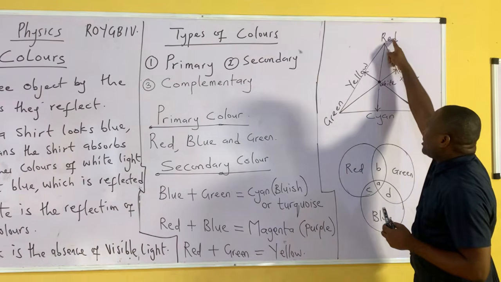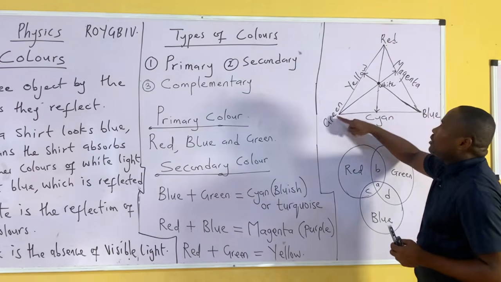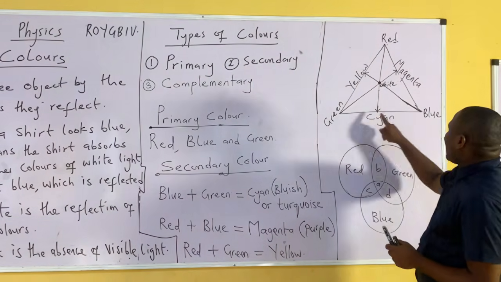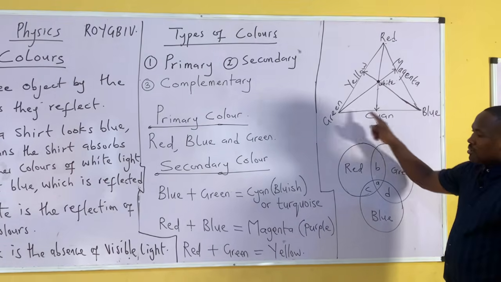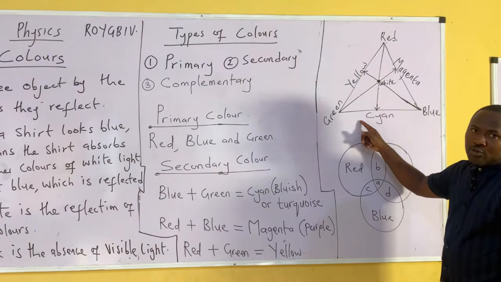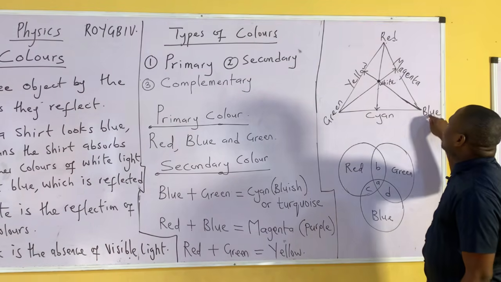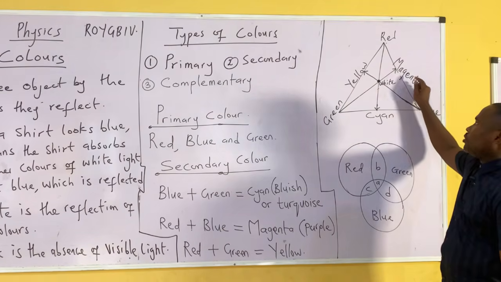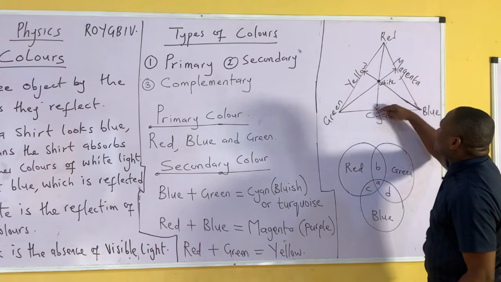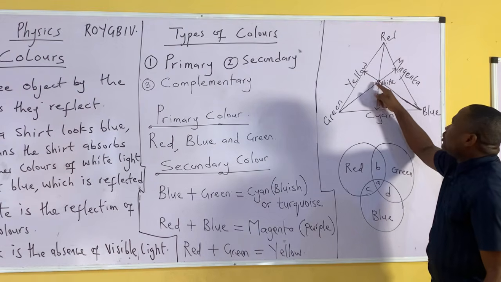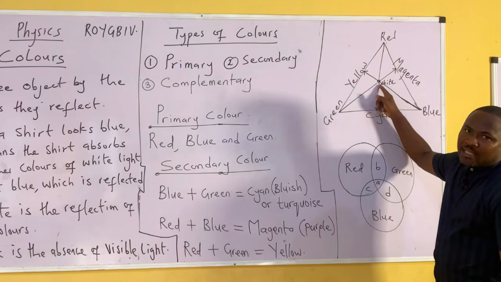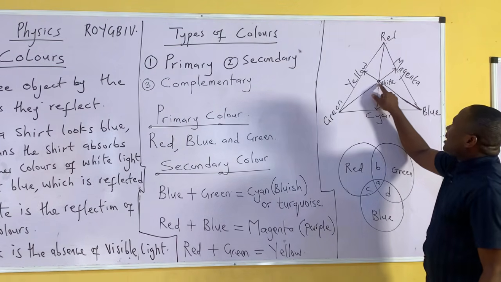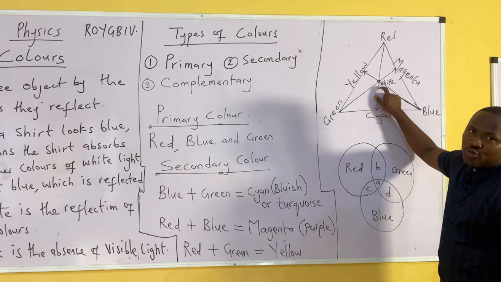So it means red and green are primary colors that produce yellow, which is the secondary color. We have green and blue, which are primary colors that produce cyan, which is a secondary color. Then we have blue and red, which are primary colors that produce magenta, which is a secondary color. Now, when all of these primary colors meet at the center, they produce for us white light. Also, when all of these secondary colors meet together at the center, they produce white light.